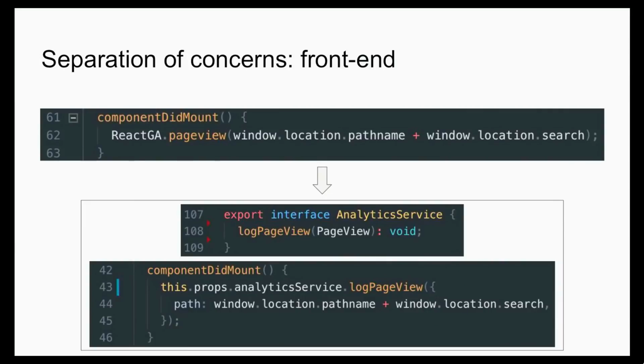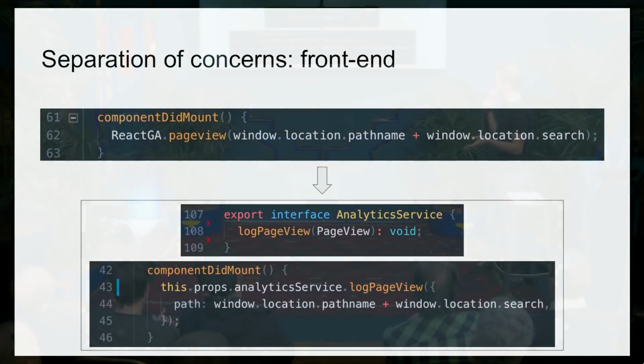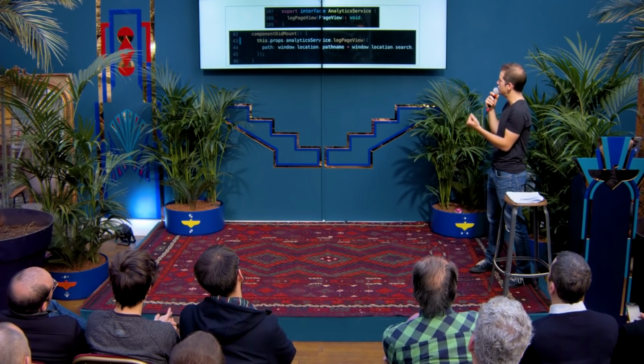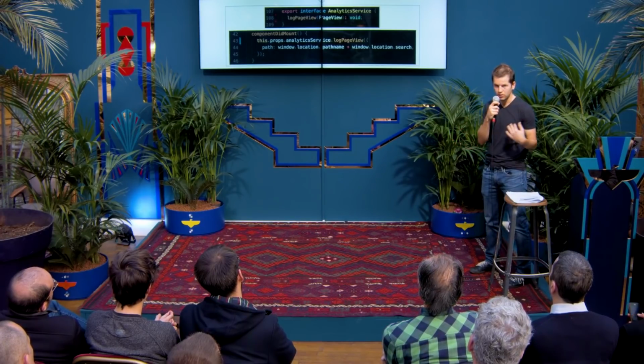Until now, these examples were mostly back-end related. That's what we're doing on the back-end, but we follow the same layered architecture principles on the front-end side of things. Here's a recent example. We used to have direct calls to analytics spread out throughout the whole code base. So we use Google Analytics, so we had this React GA.pageView inside our components.